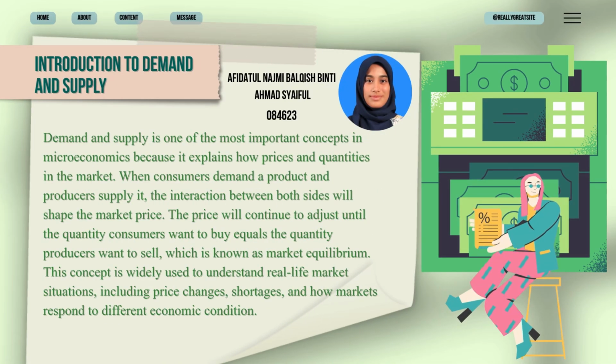In macroeconomics, demand and supply describe how consumers and producers interact in the market to determine prices. When buyers want to purchase a product and sellers are willing to supply it, the price will adjust until both sides reach an agreement. This point is called market equilibrium, where the quantity demanded equals the quantity supplied.